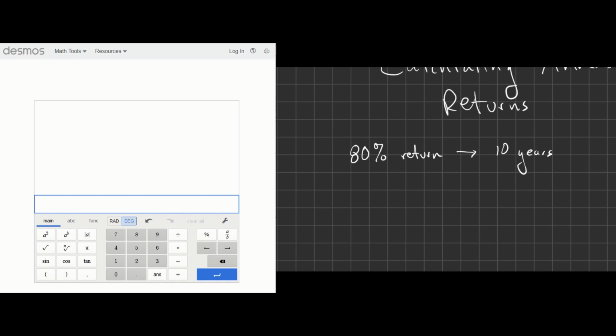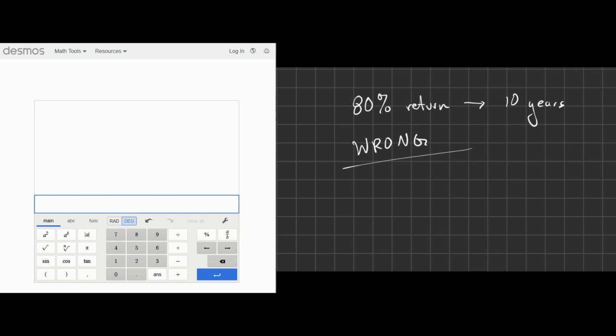The incorrect way to do this, which is what you might see a lot of people do, is to do just some basic, what you would normally do for finding an average, which is to take the 80% and divide by 10 and then get an 8% annual yield. This is not correct, but this is probably intuitively what a lot of you might want to do. The reason this is not correct is because percentages are a little bit different than other kinds of calculations.